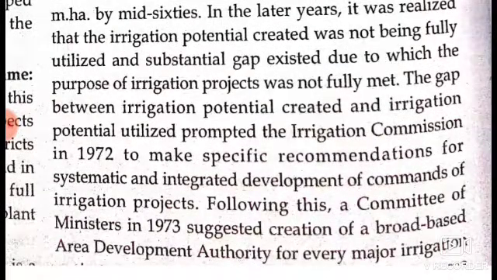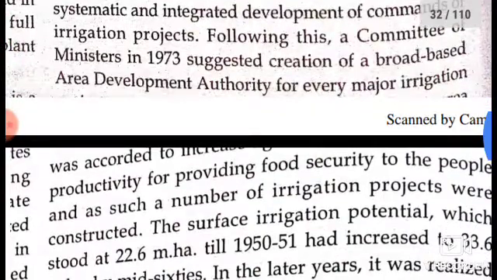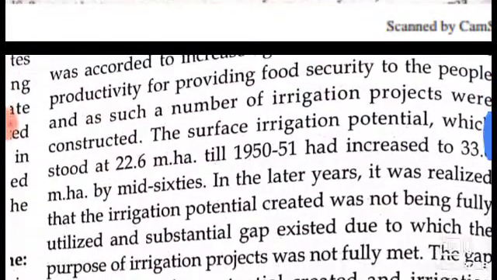The gap between irrigation potential created and irrigation potential utilized prompted the Irrigation Commission in 1972 to make specific recommendations for systematic and integrated development of command of irrigation projects. Following this, a committee of ministers in 1973 suggested creation of a broad-based area development authority for every major irrigation project.